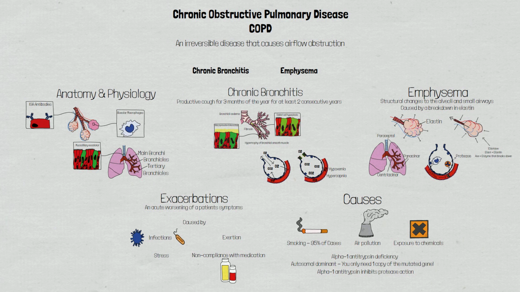COPD is the umbrella term that incorporates two conditions, chronic bronchitis and emphysema, and the reason these conditions are termed COPD is because often they coexist. Normally a patient will have one disease that is more dominant than the other. Chronic bronchitis is the hypersecretion of mucus due to chronic inflammation, which will cause a patient symptoms, whereas emphysema causes structural changes in the alveoli and small airways.